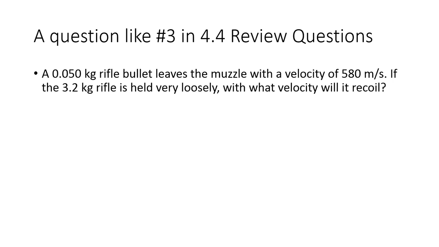So you have a 0.05 kilogram rifle bullet leaving the muzzle of a gun with a velocity of 580 meters per second. If the 3.2 kilogram rifle is held very loosely, what velocity will it recoil? Okay, so I'm basically just shooting a gun and trying to figure out how fast the gun wants to move immediately after the bullet is shot out of it. If you've ever shot a gun before, you can feel that impact in your shoulder or in your hand when you fire the gun, right? And if you don't hold on to it very tightly, it'll knock you in the face.